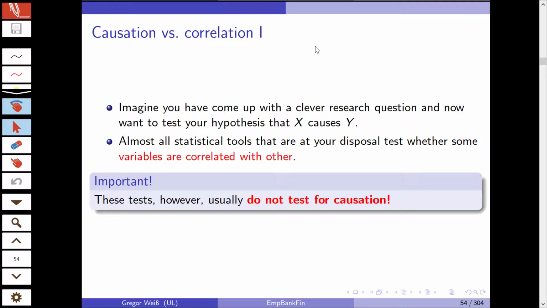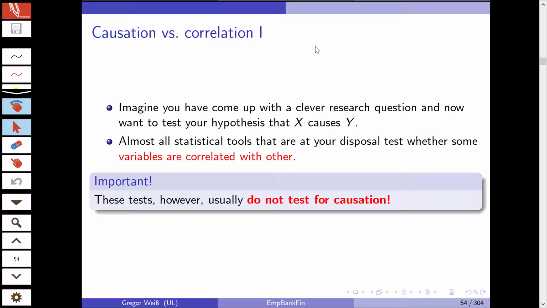We've already talked about this in the last video on research questions, and I stressed the fact that you need to establish causality and think about causality already when you come up with your research question. And we want to go back to this question of causation versus correlation. Now imagine that you've come up with a clever research question, that you have a relevant research topic, and now you want to test your hypothesis that your explanatory variable x causes your outcome variable y.